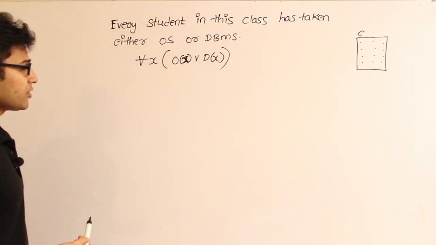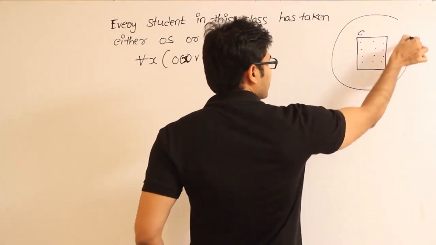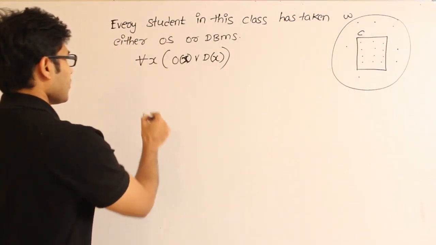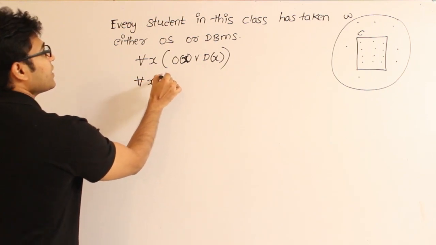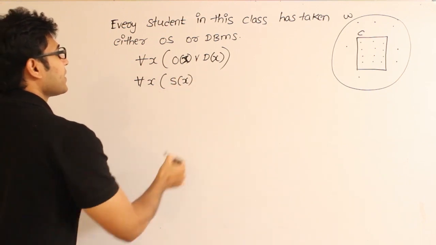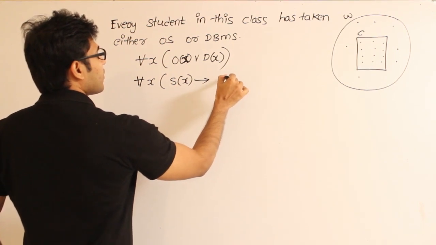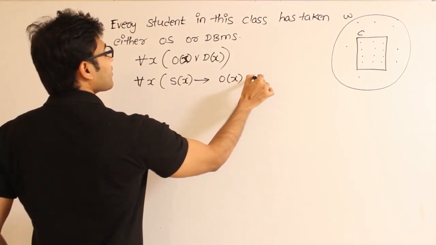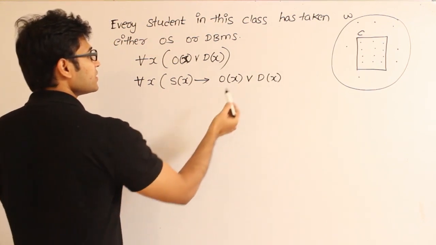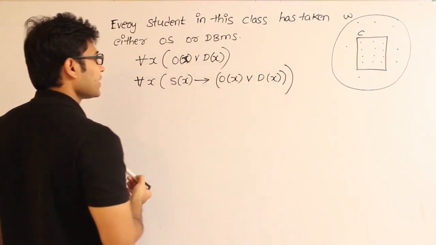Straightforward. Now if I want to extend the domain, like if I want to talk about all the people in the world, not just the people in the class, then you know how to do it. For all x, if x is a student in the class, then x should have taken operating systems or DBMS, and since the precedence of implies is more than the precedence of or, it is better that you put a bracket here so that it will be given higher precedence.